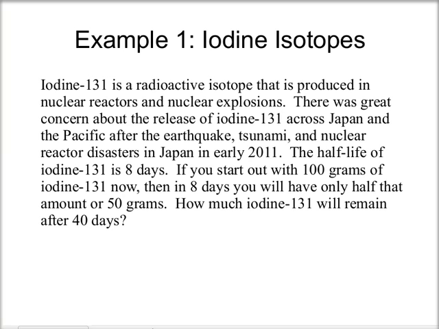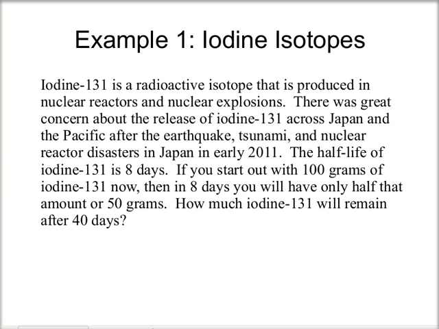So let's look at an example. Iodine-131 is a radioactive isotope that is produced in nuclear reactors and nuclear explosions. There is great concern about the release of iodine-131 across Japan and the Pacific after the earthquake, tsunami, and nuclear reactor disasters in Japan in early 2011. The half-life of iodine-131 is 8 days. If you start out with 100 grams of iodine-131 now, then in 8 days you will have only half that amount, or 50 grams. So we want to figure out how much iodine-131 will remain after 40 days.